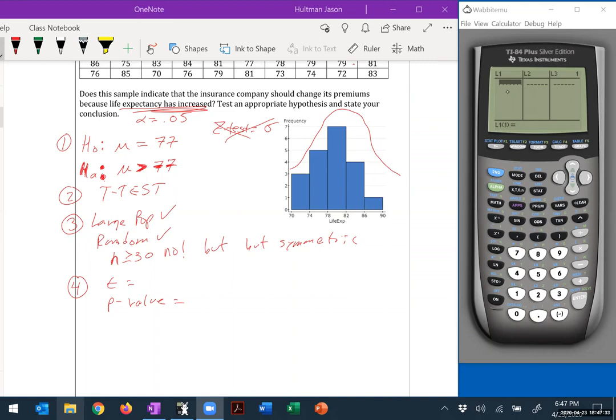Okay, so I clear this L1 and then I'm going to put in my values. 86, 75, 83, 84, 81, 77, 78, 79, 79, 81, 76, 85, 70, 76, 79, 81, 73, 74, 72, and 83.